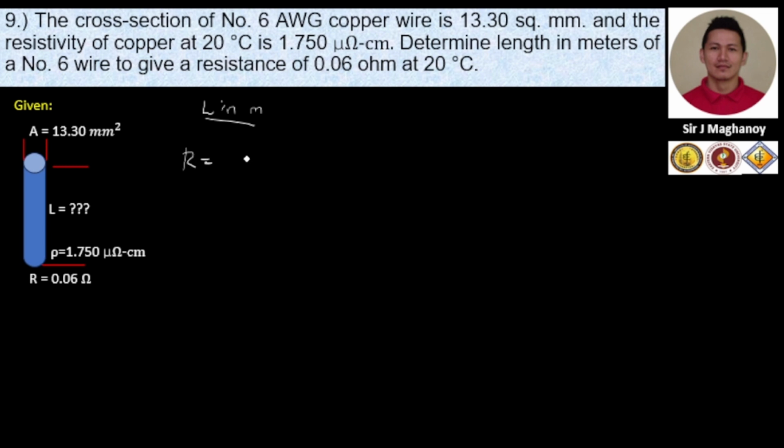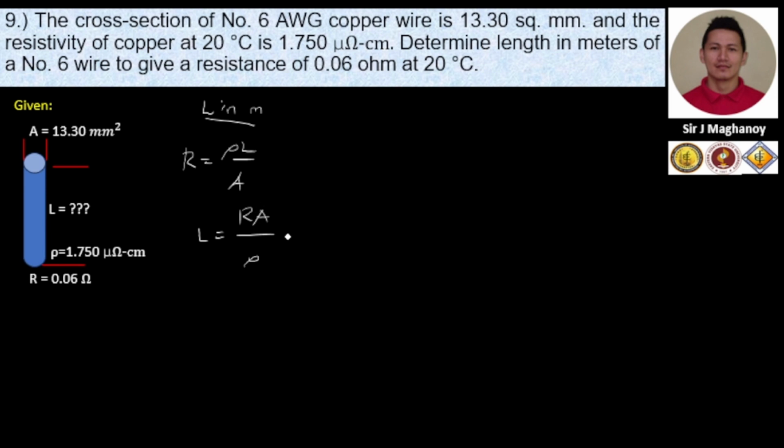Okay, so we need to recall the formula for resistance. Resistance is equal to the resistivity times length all over the cross-sectional area. If we transpose in terms of length, therefore your length is equal to your resistance times cross-sectional area all over your resistivity.